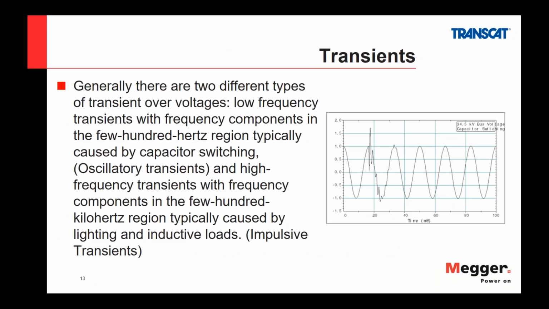Let's talk about transients. Generally, there are two types of transient over voltages. We have low frequency transients with frequency components in the few hundred hertz region, typically caused by capacitor switching, and they are known as oscillatory transients, and high frequency transients with frequency components in the few hundred kilohertz region, typically caused by lightning and inductive loads, known as impulsive transients.